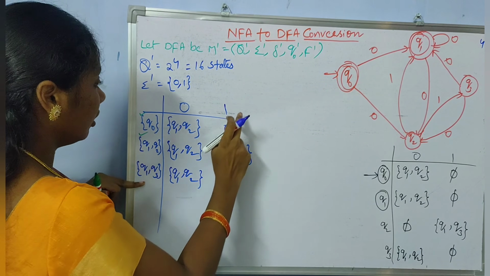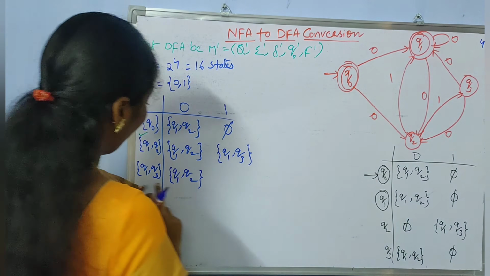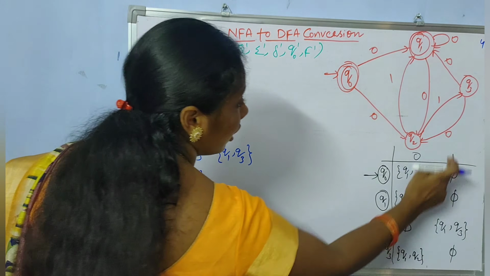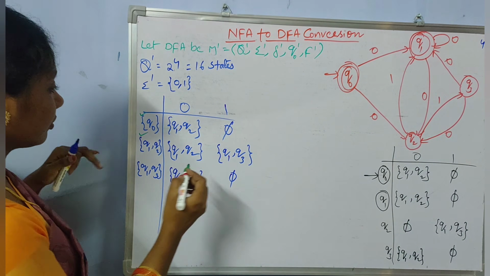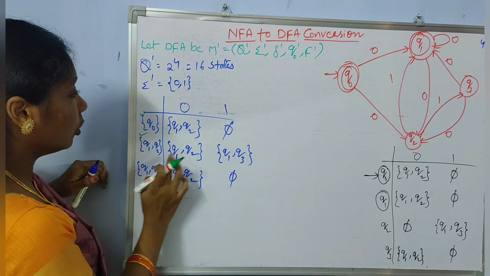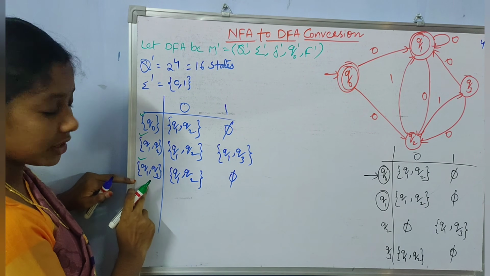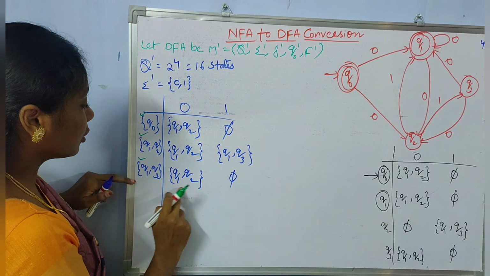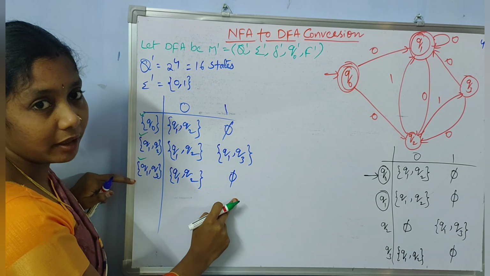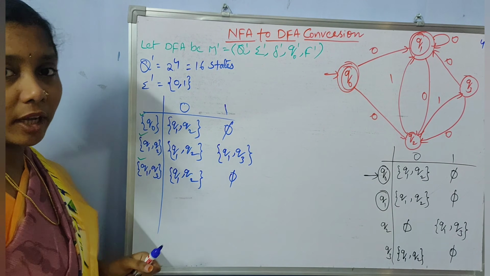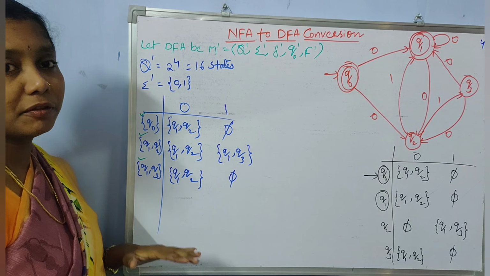And next Q1 on 1. Q1 on 1 goes to 5. And Q3 on 1 goes to 5. So here is 5. Next, here with the Q1, Q2, with 1 it goes to Q1, Q3. So it can be marked as a reachable state. And with 0 it goes to Q1, Q2, which is already marked. And with 1 it goes to 5. So there is no new state to consider. If at all you have a new state, then only we need to proceed further.